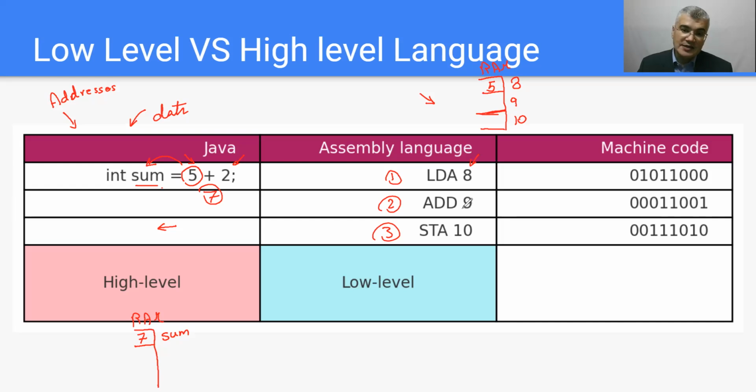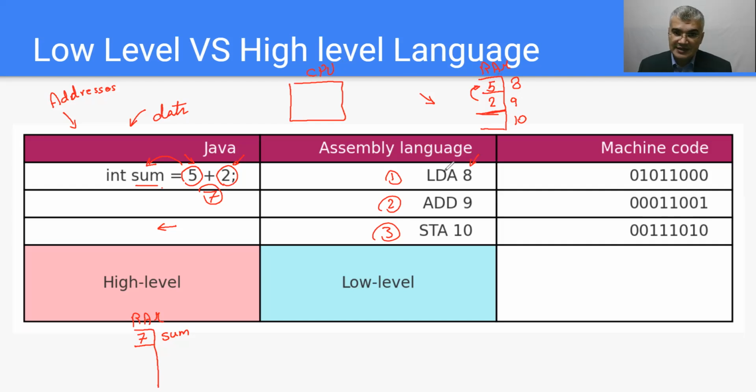So add 9, it's an assembly language instruction that says to the CPU, go to address 9 in the RAM and get its content, which is 2, similar to here, okay? And then load it into the CPU and add it to the previous number that you got from the last operation. So this kind of operation is actually done in the CPU registers.